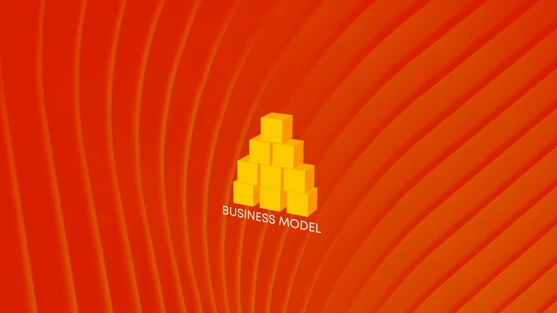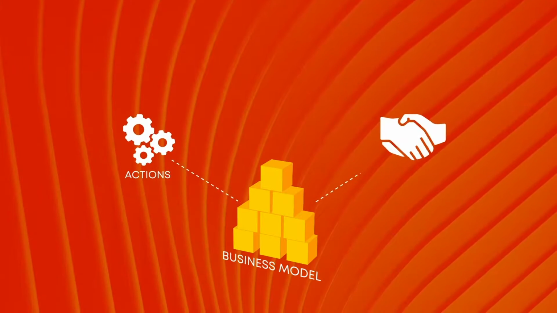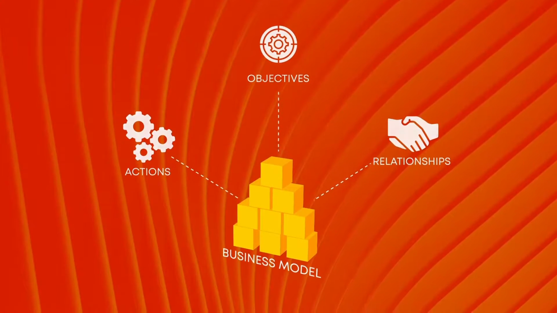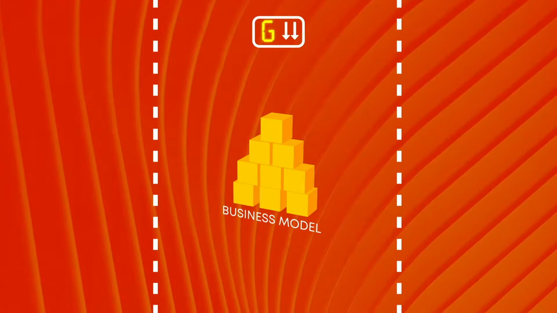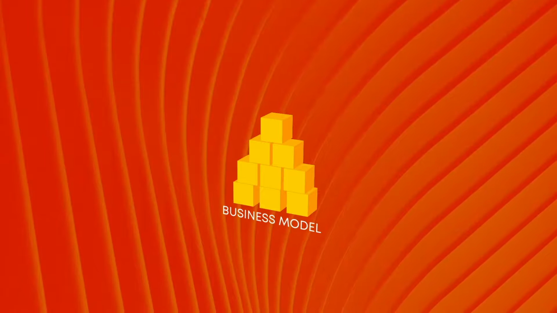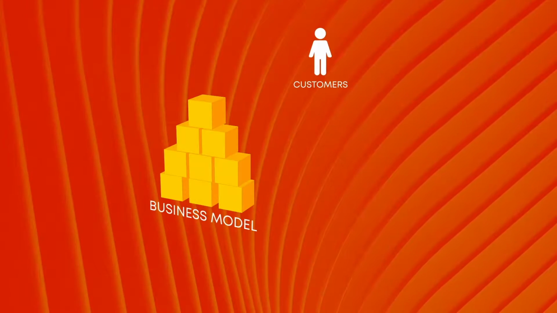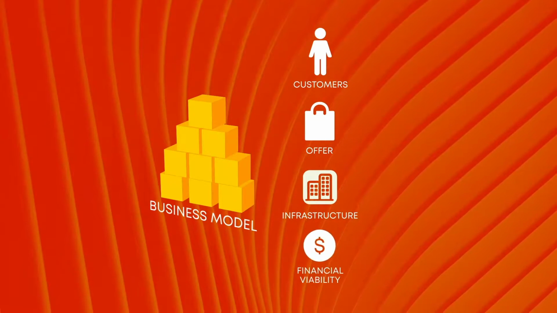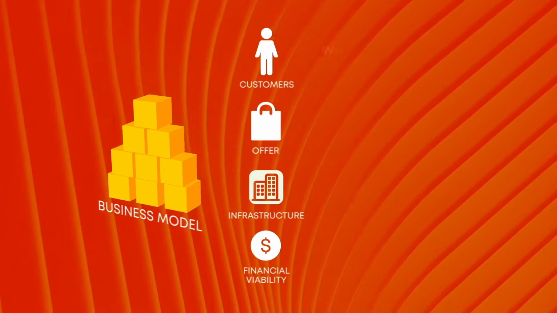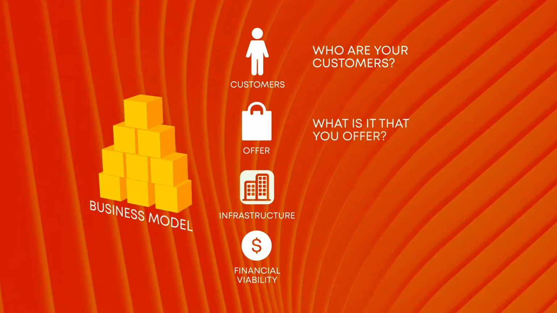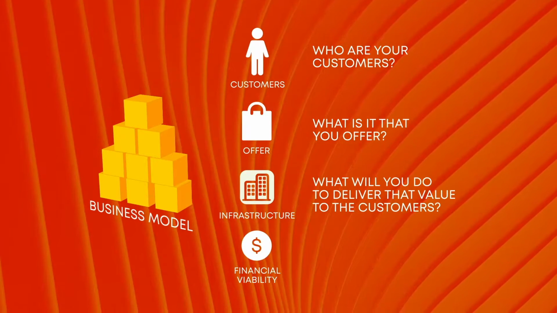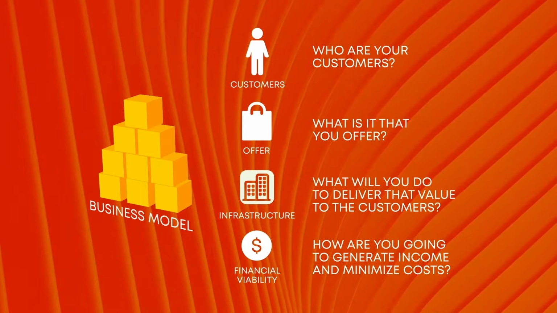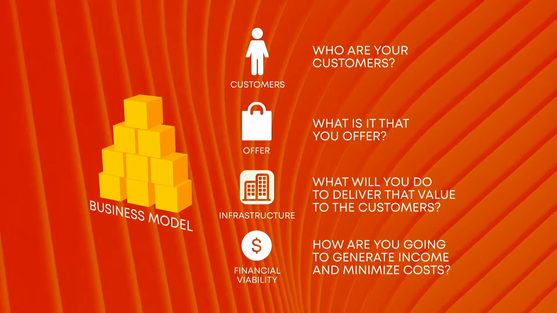A business model is a tool that describes the logic behind a company's actions, relationships, and objectives. A business model is simple and concise, like an elevator pitch. It should let anyone know how your business works from 4 perspectives: your customers, your offer, infrastructure, and financial viability. Who are your customers? What is it that you offer? What will you do to deliver that value to the customers? And finally, how are you going to generate income and minimize costs?